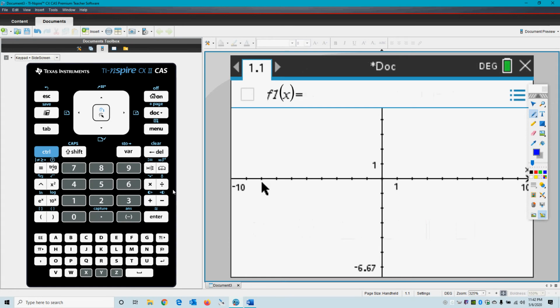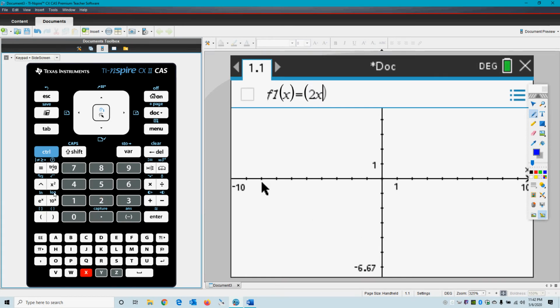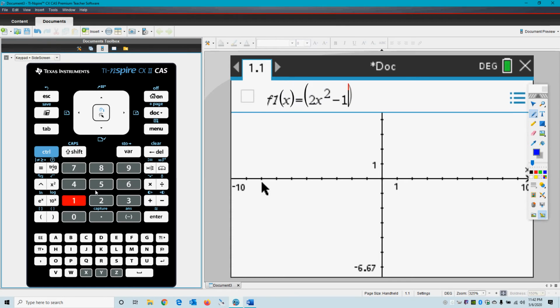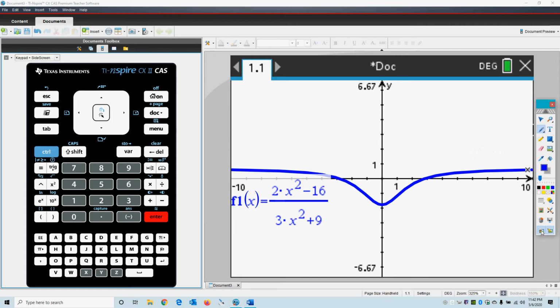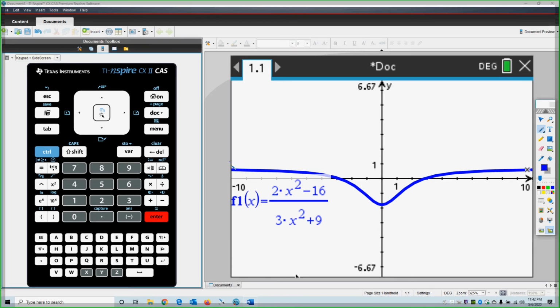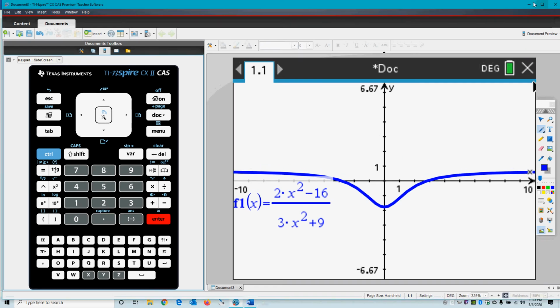So we'll make a new graph. The numerator was 2x squared minus 16 divided by 3x squared plus 9. And you notice that there is no vertical asymptote here, but at 2/3 there is an invisible line that it's approaching as it goes to infinity, which is your y equals 2/3. Okay, let's go to the second problem.